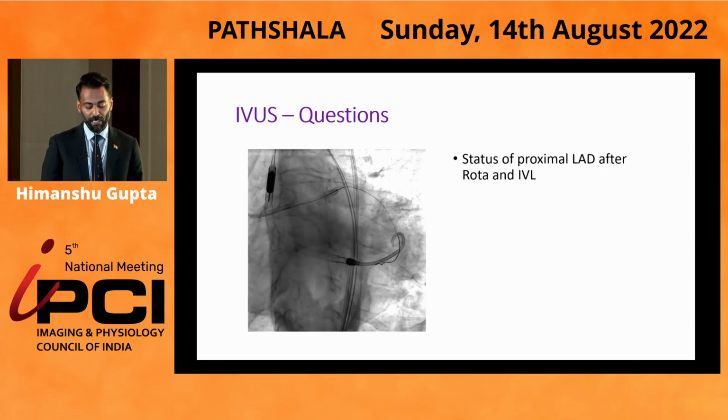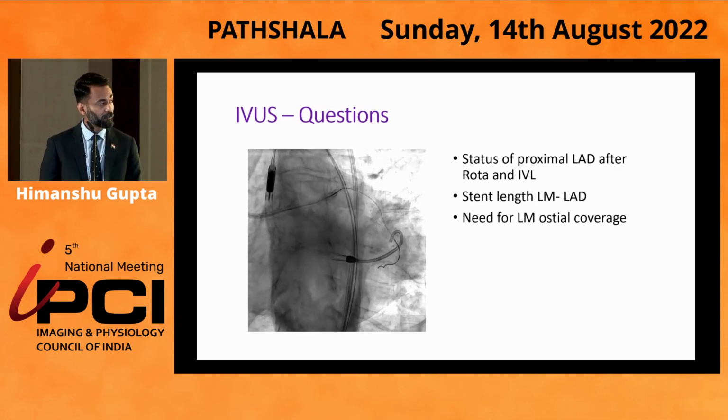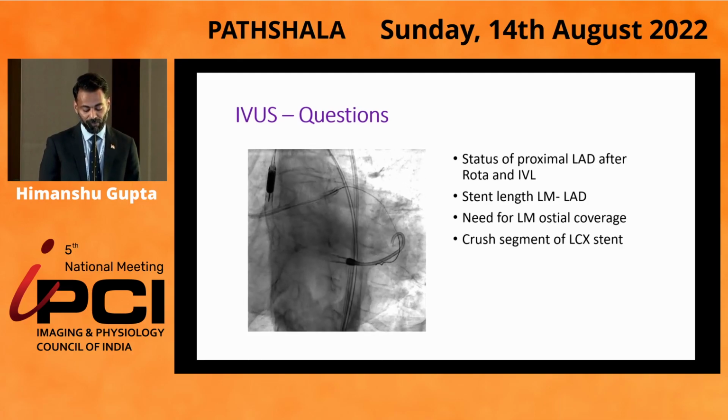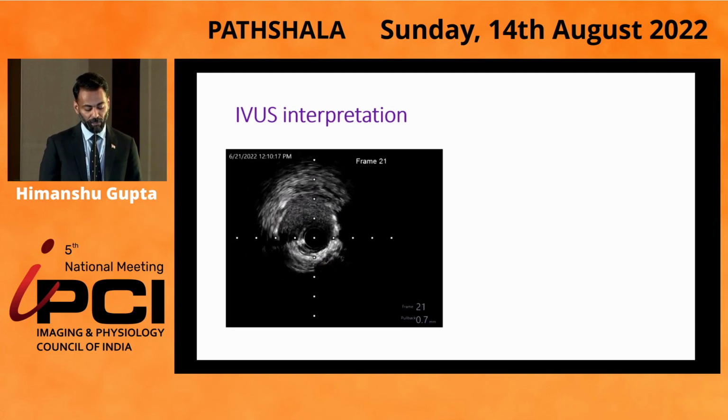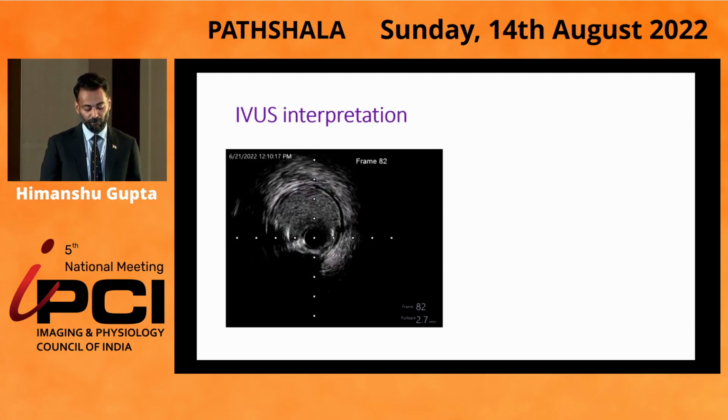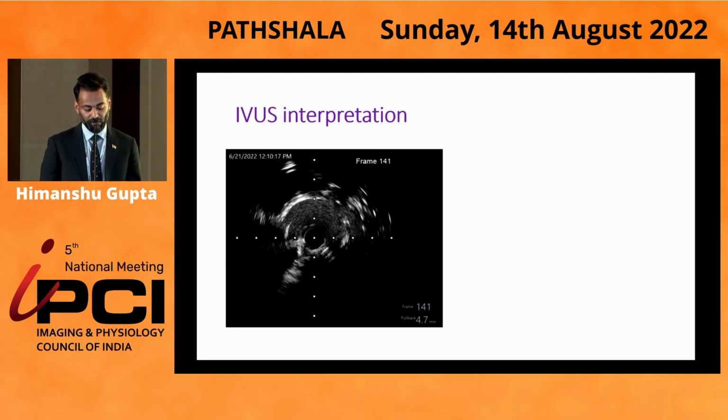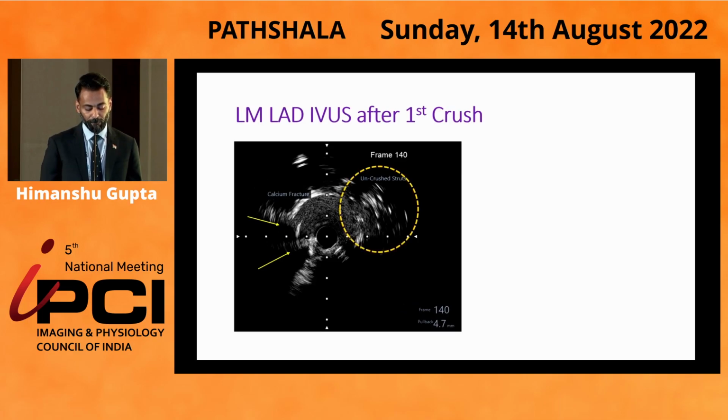To check whether the IVL had worked in the proximal LAD, what should be the length of the left main to LAD stent, whether we need to cover the left main ostium as Dr. Seth was discussing, and whether we have crushed the stent in the circumflex appropriately. So this is the image after the first crush, and we see very nice fractures in the proximal LAD, so the proximal and ostial LAD is well prepared with fractures.